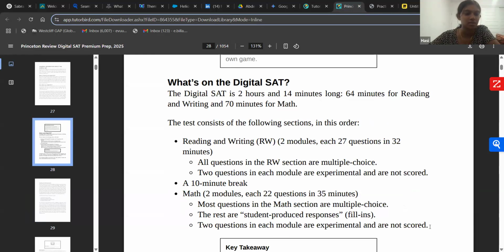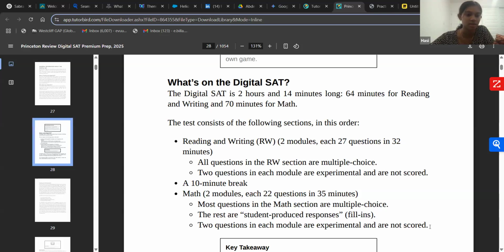The digital SAT is 2 hours and 14 minutes long, 64 minutes for reading and writing, and 70 minutes for math. The test consists of the following sections, in this order. Reading and writing, RW, 2 modules, each 27 questions in 32 minutes. All questions in the RW section are multiple choice. 2 questions in each module are experimental and are not scored.